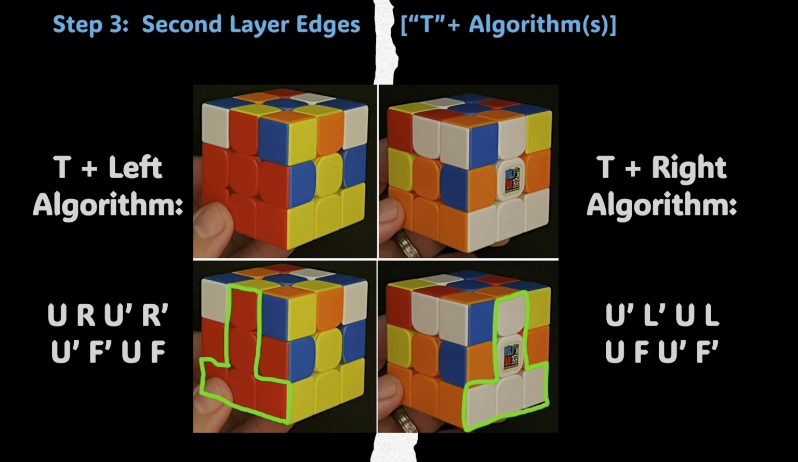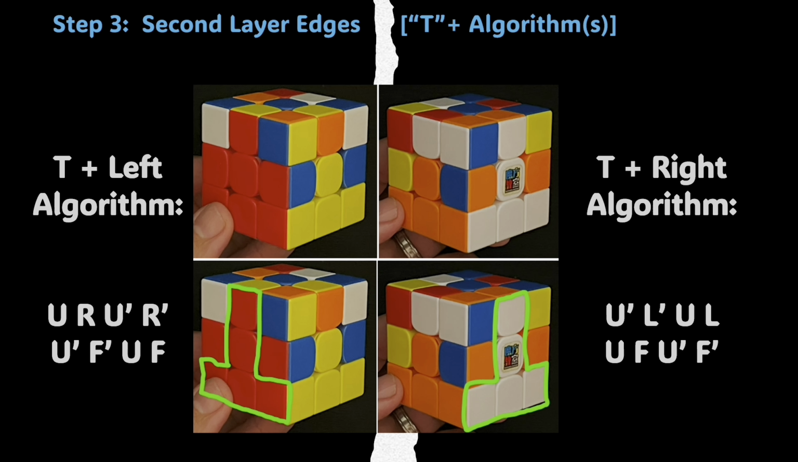At the 3rd step, we're gonna find the T. The T is either gonna be on the left, looking like this on the left, or it's gonna be on the right, as shown on the right. If the T is on the left side, we're going to hold that T facing us, and we're gonna do the following algorithm. U, R, U prime, R prime, U prime, F prime, U, F. And now we have that edge piece solved.